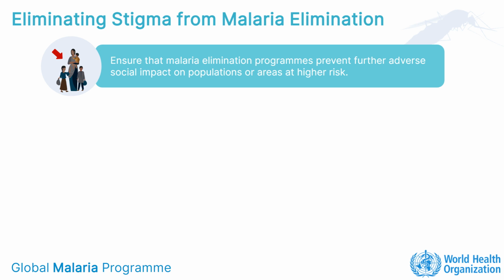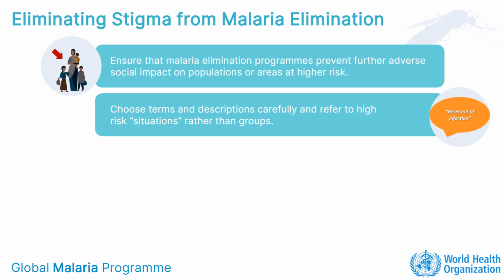There are several ways to eliminate stigma from malaria elimination. The first is to recognize that as areas approach elimination, malaria infection becomes more concentrated in certain geographies and populations that may already be socially disadvantaged. This includes migrants, displaced persons, ethnic minorities, and poor rural communities. The fact that these populations or areas might already be disadvantaged should be recognized by the malaria elimination program. Preventing further adverse social impact on these groups should become an important consideration in the elimination program.